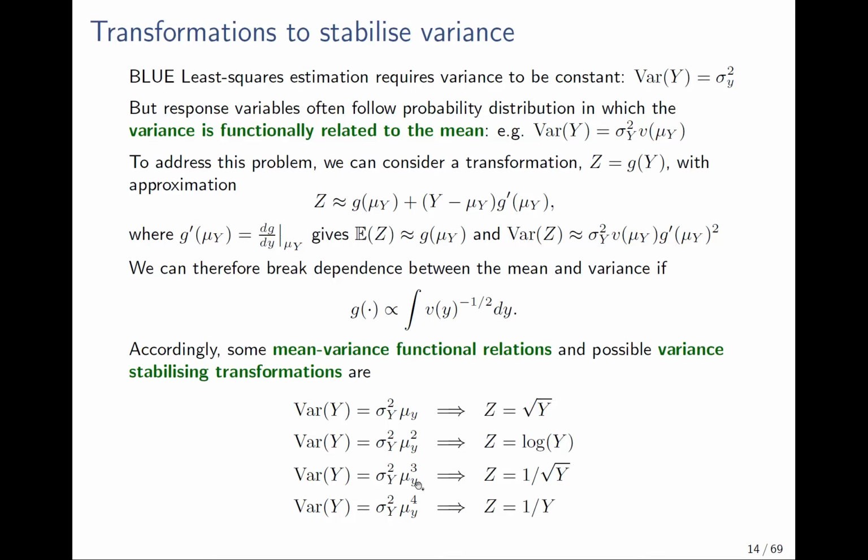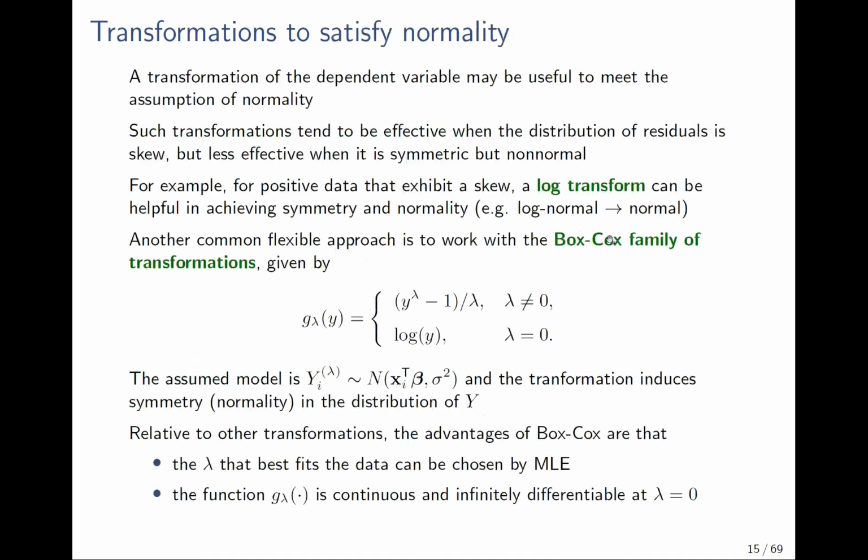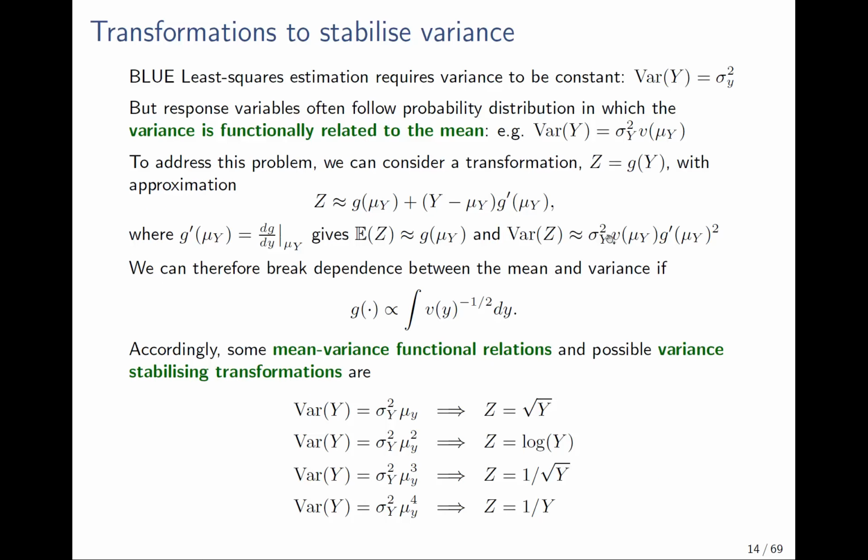If the variance is proportional to the mean cubed, then 1 over root y is going to do the trick. And if it's proportional to the mean to the 4th power, then the reciprocal 1 over y is going to break the dependence and give us constant variance. So, if we have reason to believe that the mean variance relationship takes one of these forms, then we know which transformation will break the dependence.